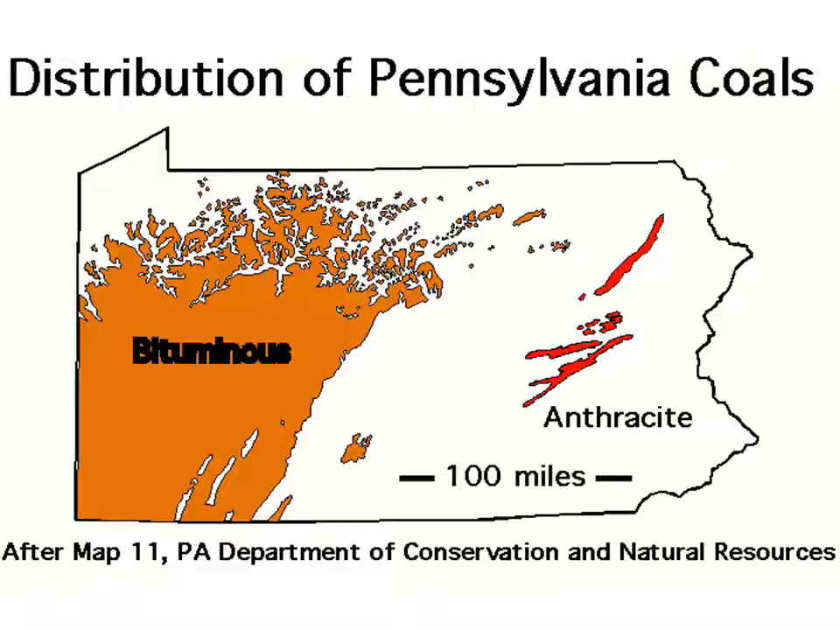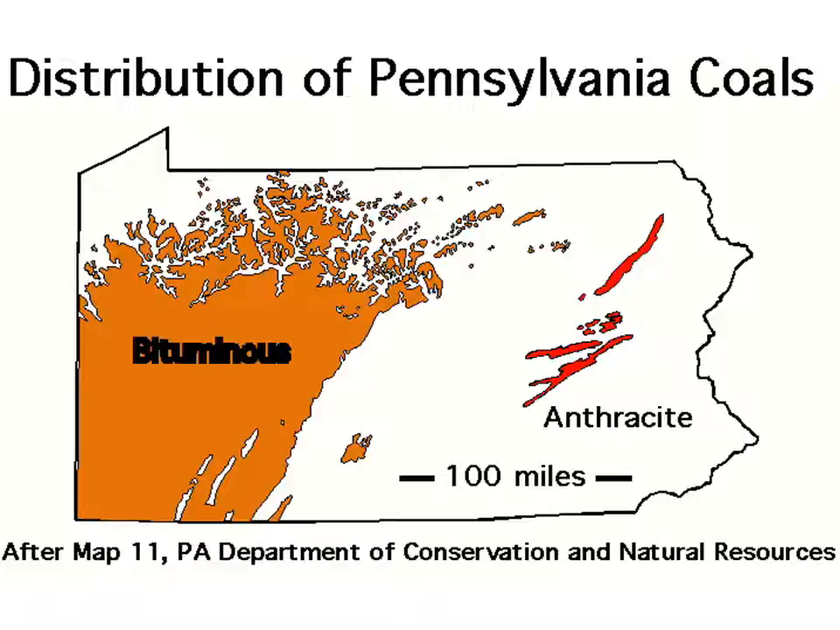On the left you see bituminous coal, which was mined in western Pennsylvania. This was a softer, less energy-dense form of coal that was used for the steel mills in Pittsburgh, which is a city in western Pennsylvania.